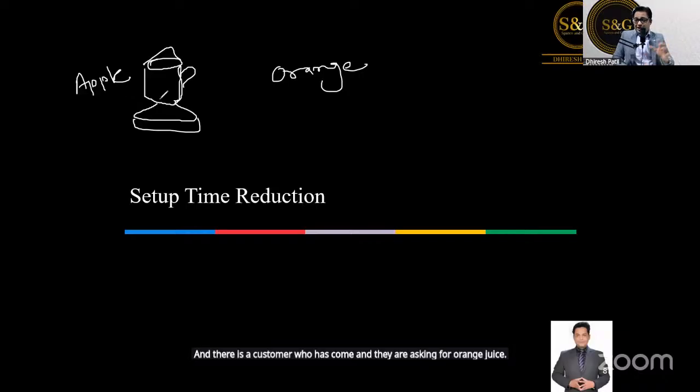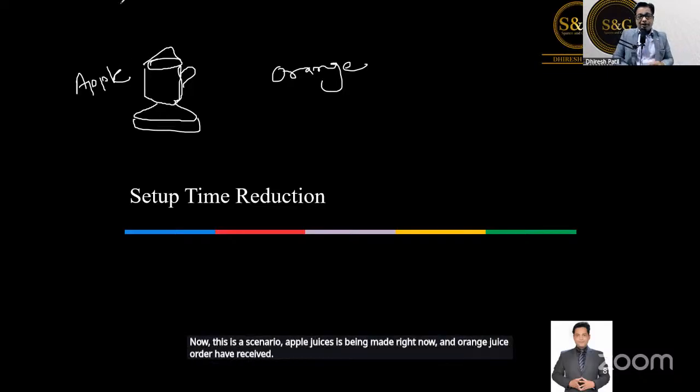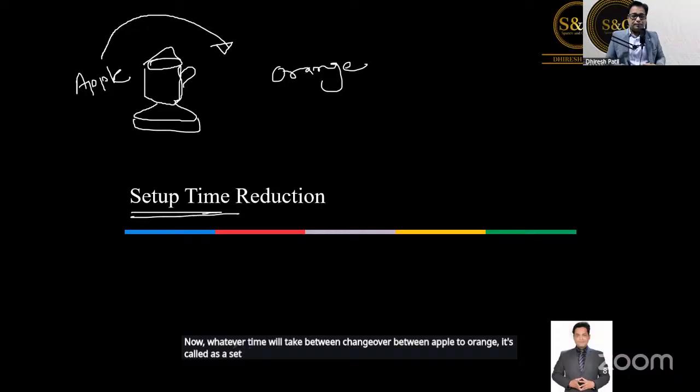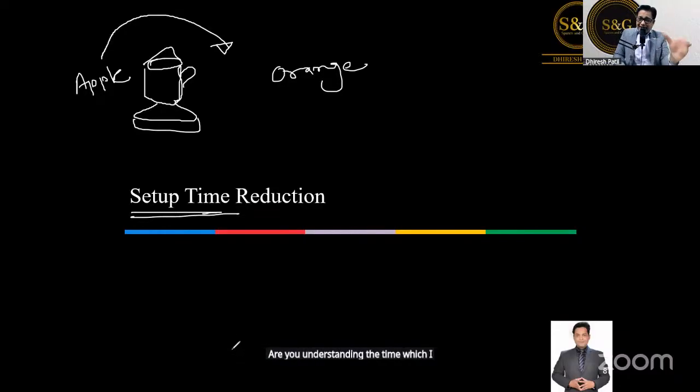Now this is the scenario. Apple juice is being made right now and I have received an orange juice order. Whatever time it takes for the changeover from apple to orange is called setup time. Are you understanding? The time I take to make the changeover from apple to orange is nothing but setup time.